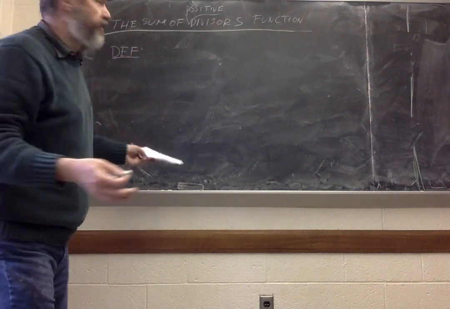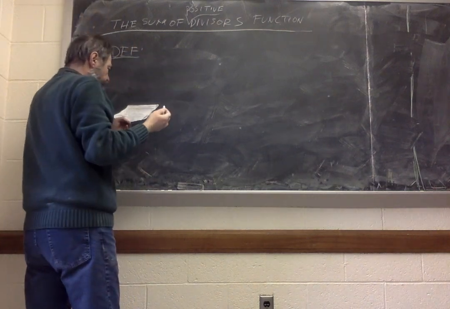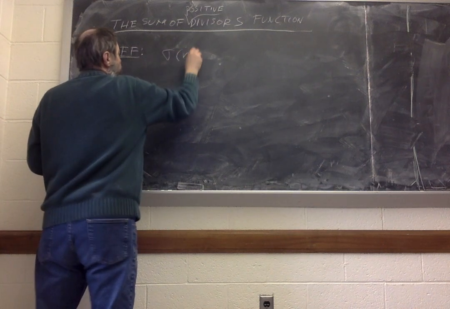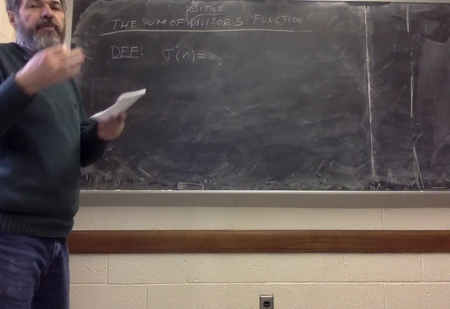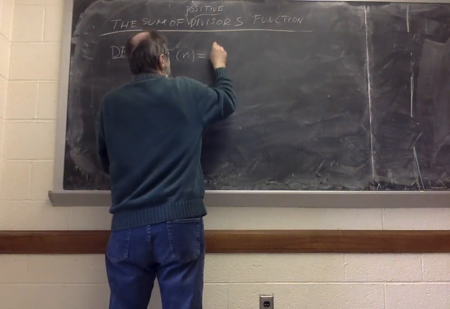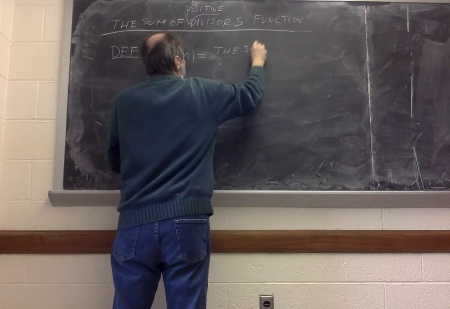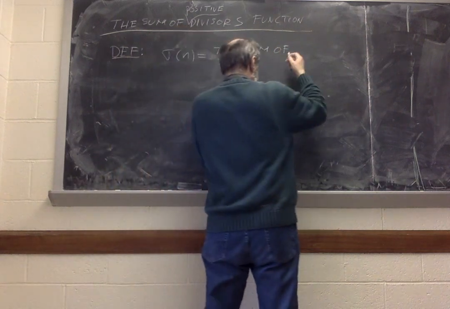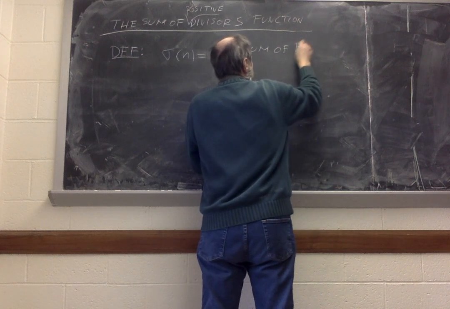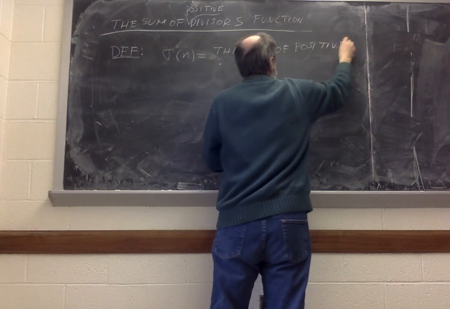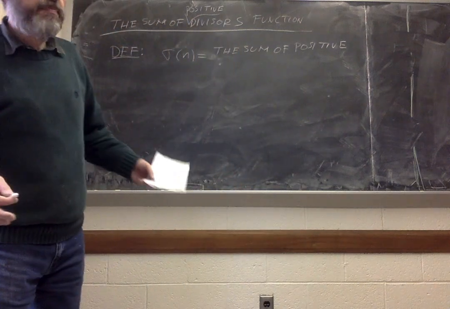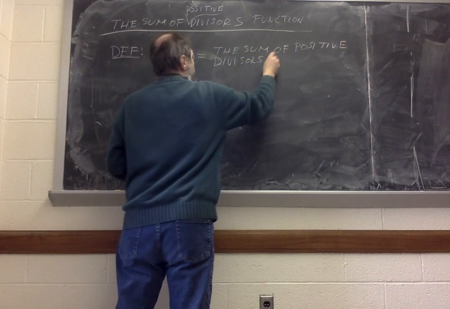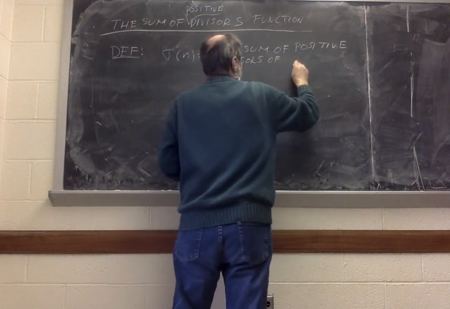And as usual, we start with the definition, the notation, and this is our notation for the sum of divisors. Sigma of n is the sum of positive divisors of n. The sum of all positive divisors of n.